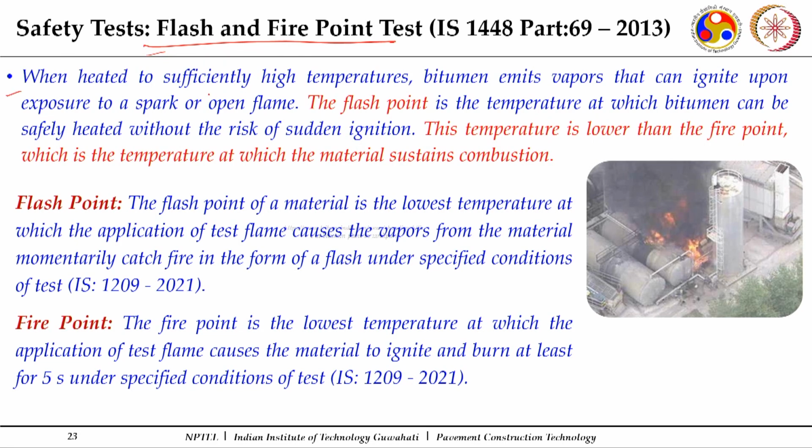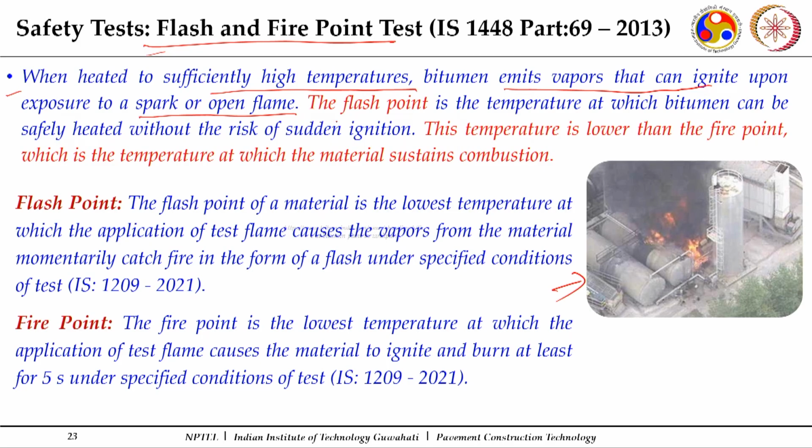It says when heated to sufficiently high temperatures, bitumen emits vapors that can ignite upon exposure to a flame. You can see this is a hot mix plant which caught fire because of this reason. So, a mishap can happen if we are not able to control the temperatures up to which these binders get heated.